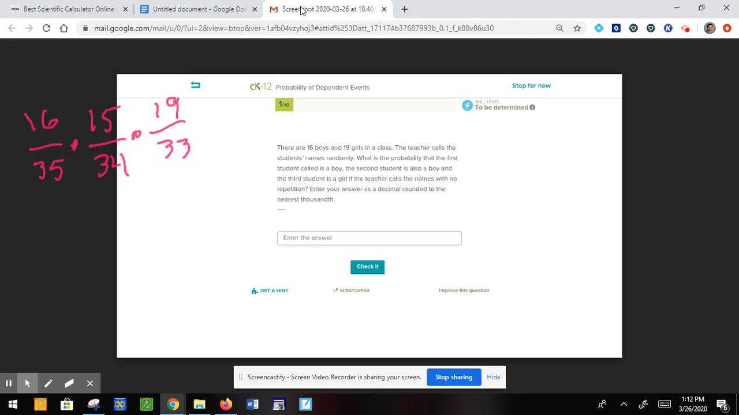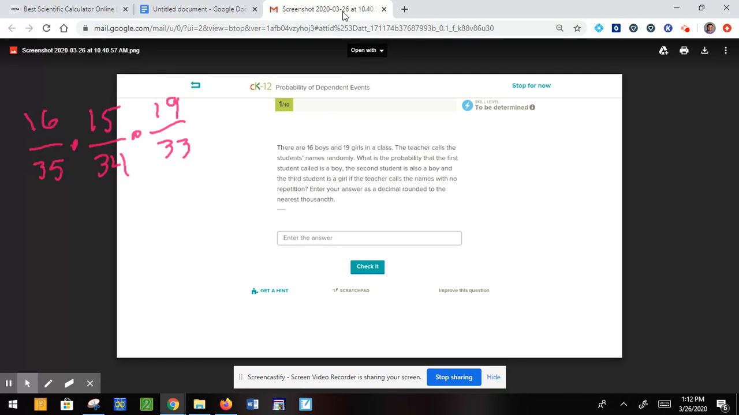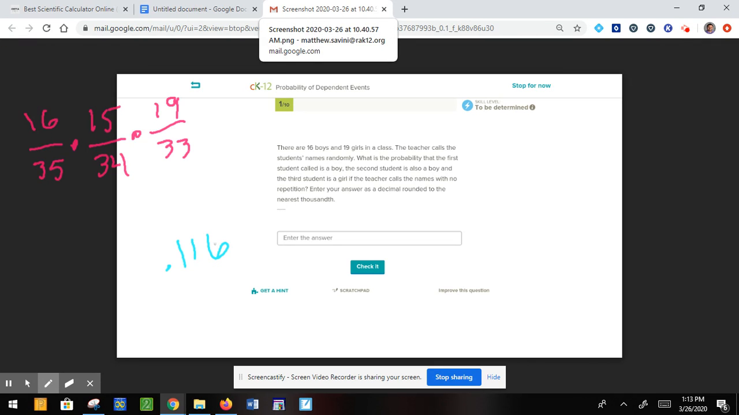What was the round to the nearest thousandth? So the nearest thousandth would be the third decimal, so it would be 0.116. All right, so the answer to this one would be 0.116. Okay, all right, send me more questions.